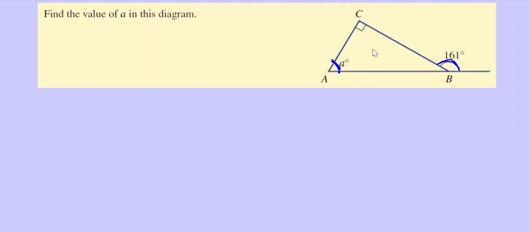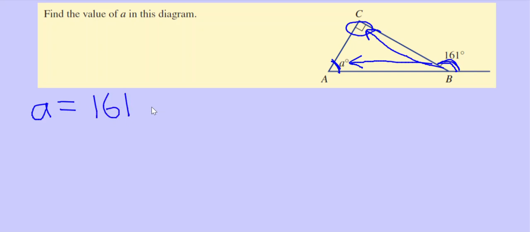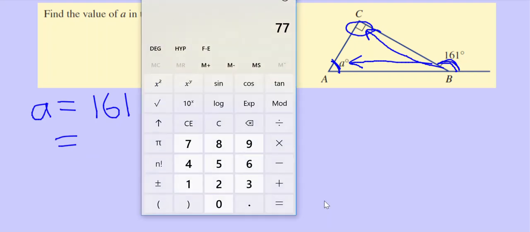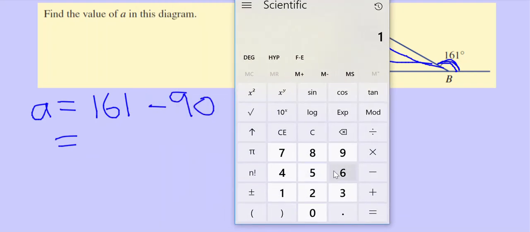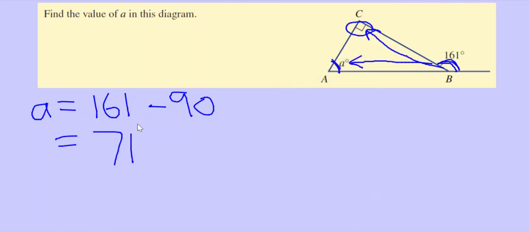Right, welcome back. We know that this exterior angle is 161 degrees. From the information I gave you earlier, we know that the two opposite interior angles have to add up to equal this. We've got a right angle here, so that's 90 degrees. So very simply, angle A equals 161 minus 90 degrees. Using my trusty calculator, 161 minus 90 equals 71 degrees. And that is my answer: angle A equals 71 degrees.